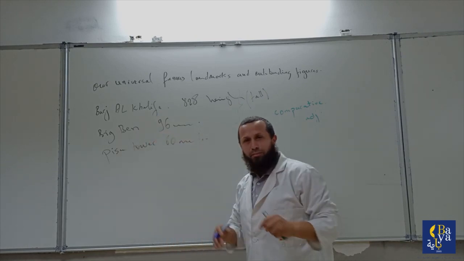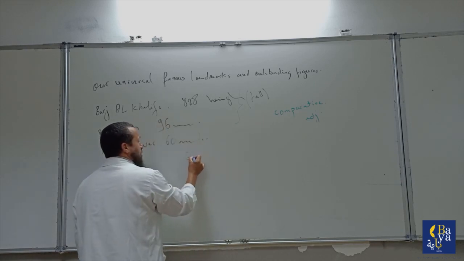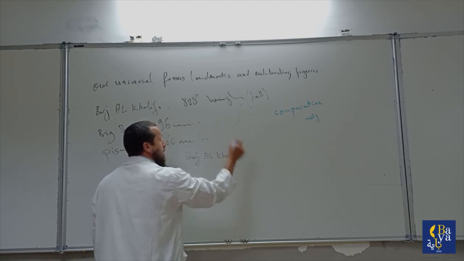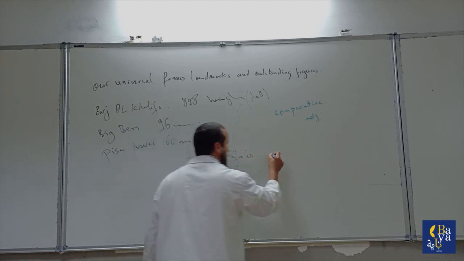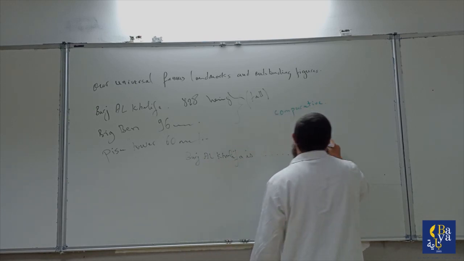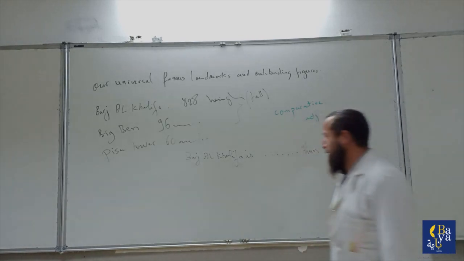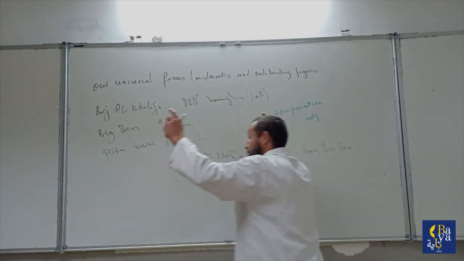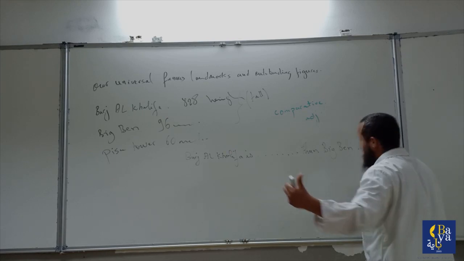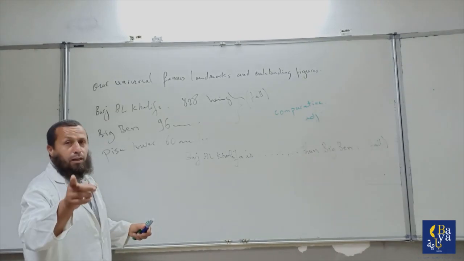Big Ben. I will give the sentence here. We say, Burj Al Khalifa is, down here, than Big Ben. Burj Al Khalifa is. You try to know. And we have the adjective tall. I will give you this.